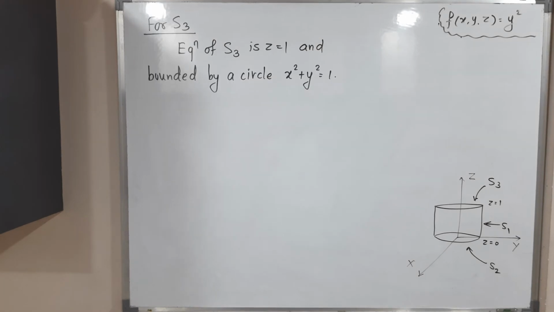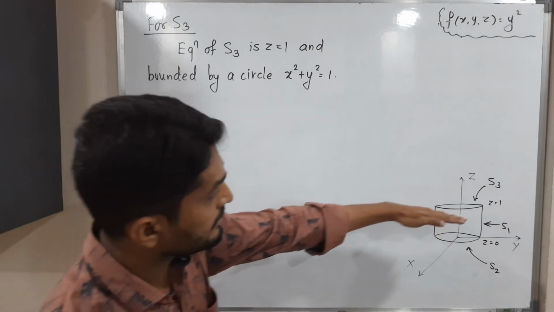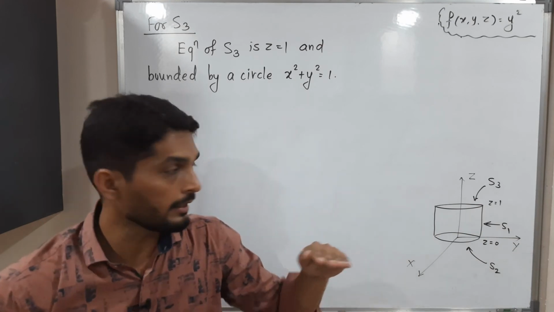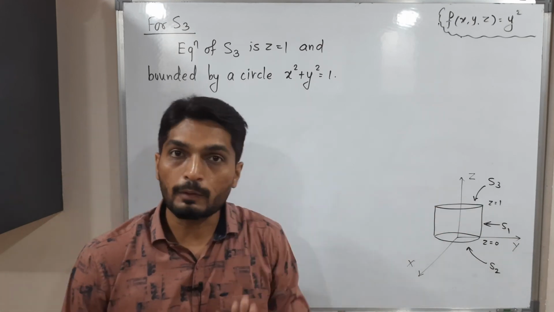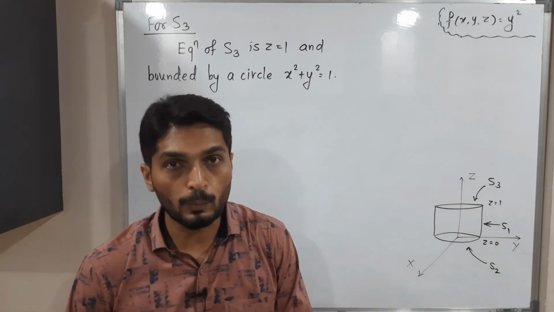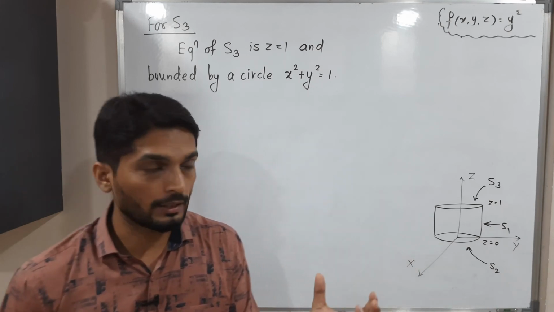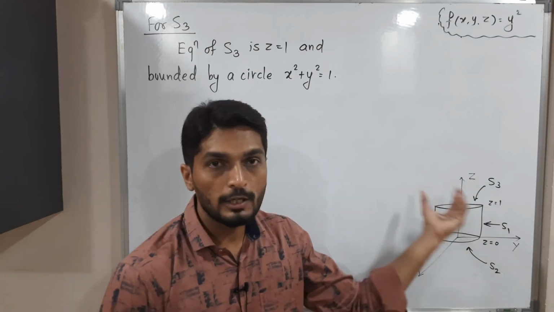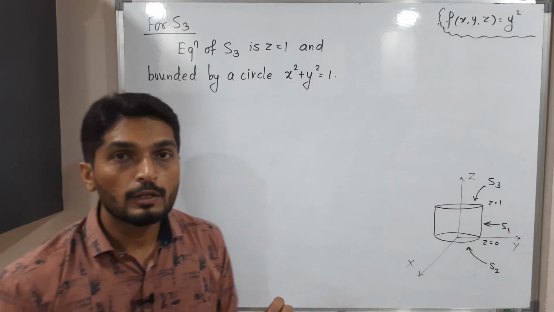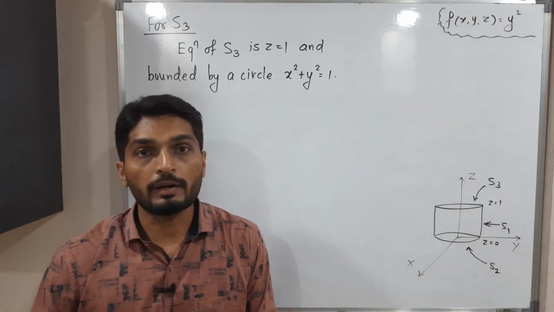So now let us talk about S3, getting? The equation of S3 is z is equal to 1. So S3 is the top of that cylinder, which lies in the plane z is equal to 1. It is bounded by a circle with center 0, 0 and radius 1. So this type of cylinder we have, and it is bounded by this circle. After that, I will find the parameterization.